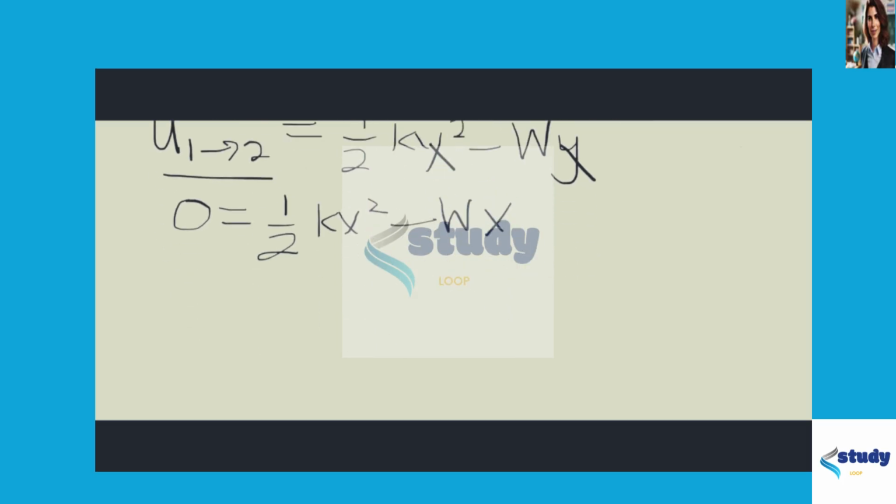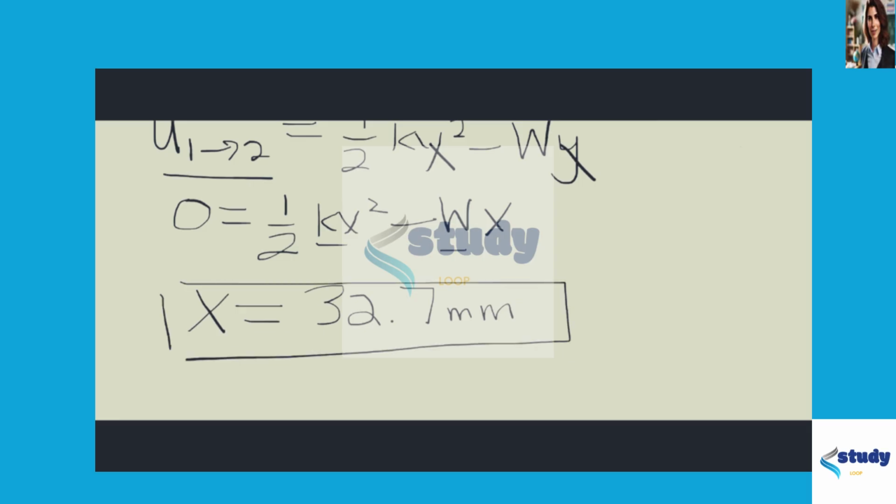Now this is a pretty simple equation. We just have to solve for x. Remember that we know what k is, it's 3 kilonewtons per meter, and we know what the weight is, that is simply mg, where m is the mass, which is 5 kilograms, and g is the acceleration of gravity. So this yields us an x max distance of 32.7 millimeters. And this is going to be x max for the linear spring.